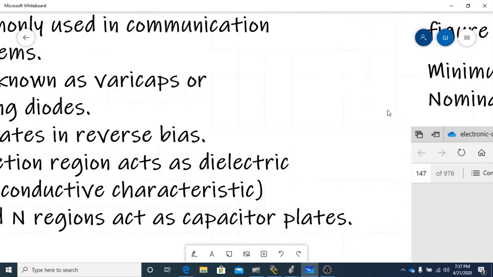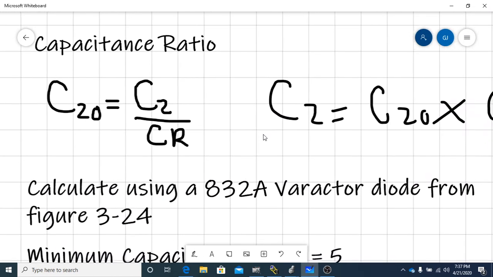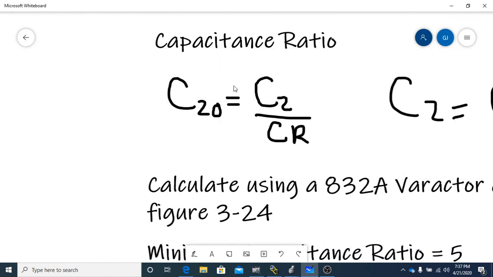All right. So let's go on over here. So here's where we did the first problem earlier. So here is the formula that we looked at in the lesson.